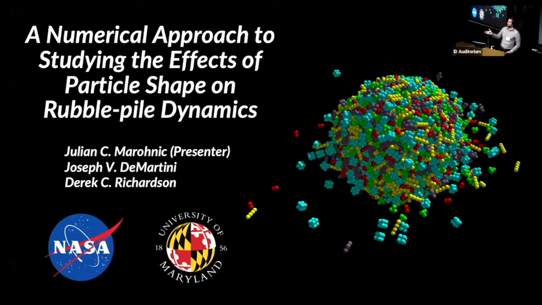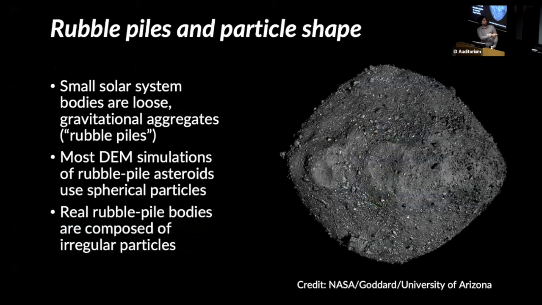So, my name is Julian Moronic. I'm a graduate student at the University of Maryland, and I'm going to tell you a little bit about particle shape in the context of rubble piles. So, you've seen this. This is the asteroid Bennu. This is an example of a small solar system body. It's a clump gravitationally bound together of little bits and pieces.